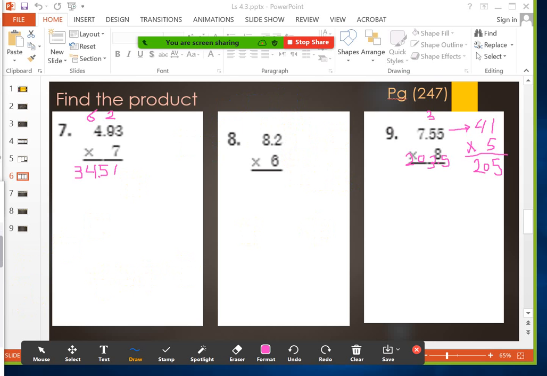Okay, now number 8. Let's choose Noor. Noor, open your mic. Teacher? Yes, dear. Now I want to multiply 8.2 with 6. Now 6 multiplied by 2 equals 12. So I will put 2 here and 1 above the 8. Very good. 6 multiply 8 equals what?